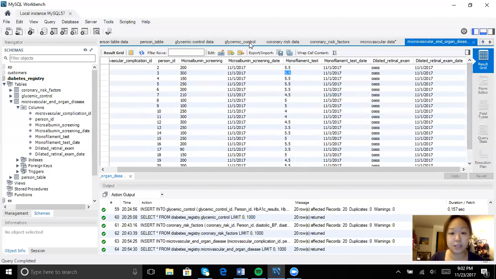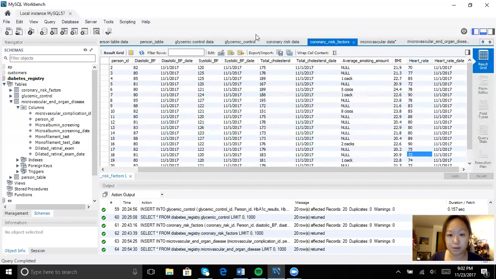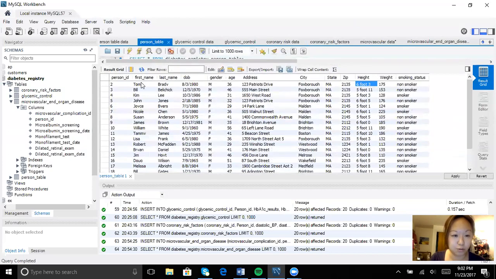And then certain things like when they were drinking, that's something that they tell us when their alcohol intake date is. So I just wanted to make sure that all the tables with data did link back to the person somehow. So person ID is very important. So all this information, say 6.3% for person 3, relates back to my third person, Bill Belichick.